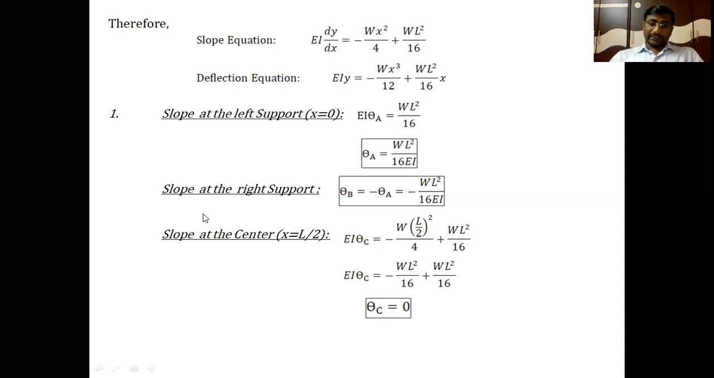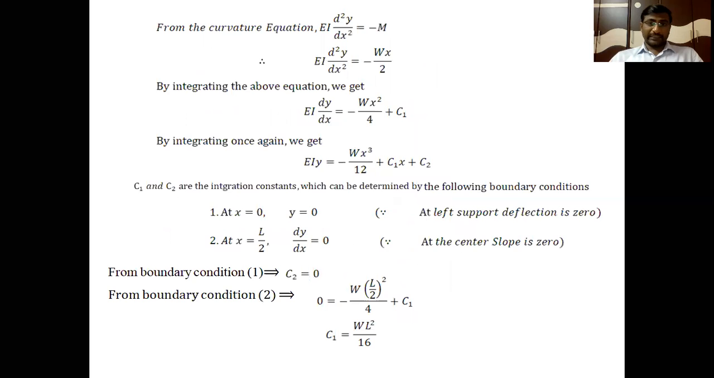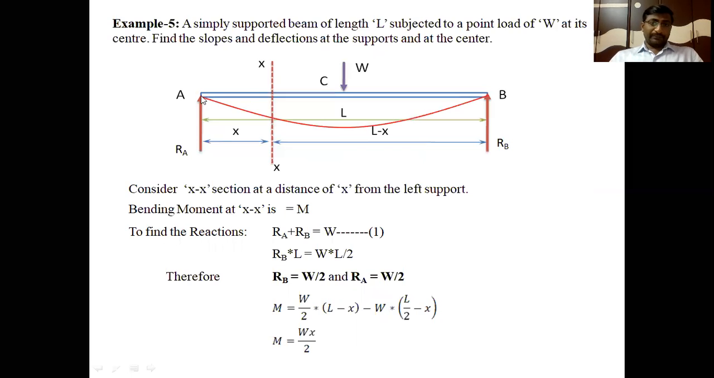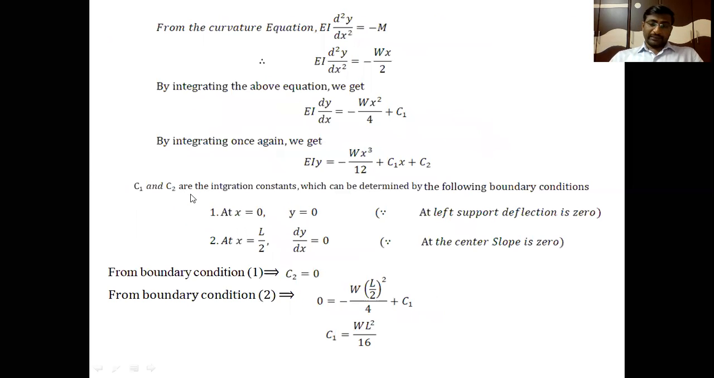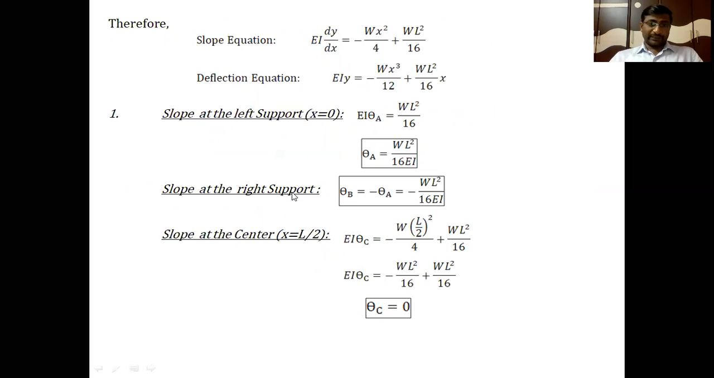Similarly, the slope at the right support is also equal, because once again see the diagram, the beam bends like this. Whatever the slope developed at the left support, the same amount of slope will be developed at the right support, but it is in anti-clockwise direction, negative slope. So we can write theta B, the slope at the right support, is equal to minus theta A. Magnitude wise it is equal, but the direction is negative. Therefore minus wl square by 16 EI is the slope at the right support. Negative represents the anti-clockwise slope.